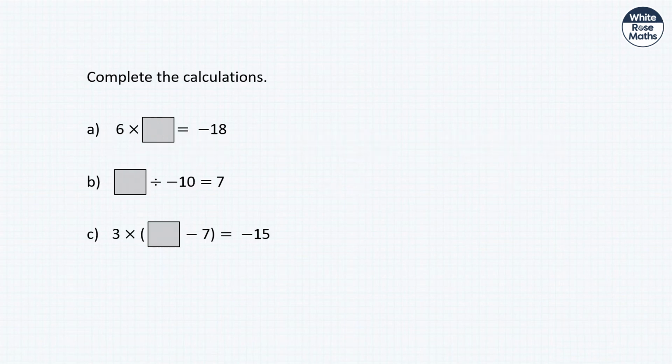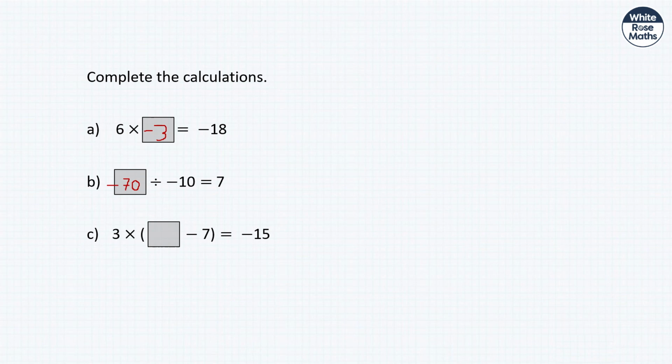Okay, so this next one, complete the calculations. 6 times 3 is 18, but we want minus 18, so I've got to put a minus sign at the front. 70 divided by 10 is equal to 7. However, 70 divided by minus 10 gives you minus 7, so I'm going to put a minus sign at the front there to keep it positive for the answer.